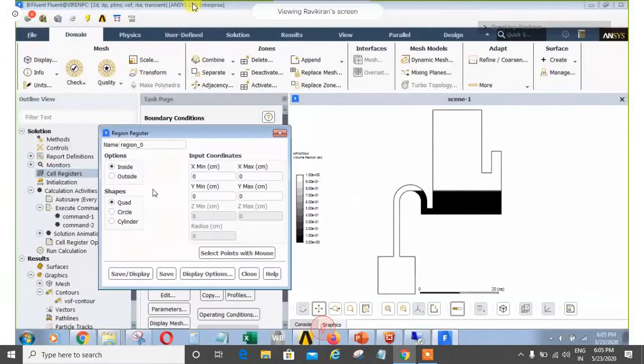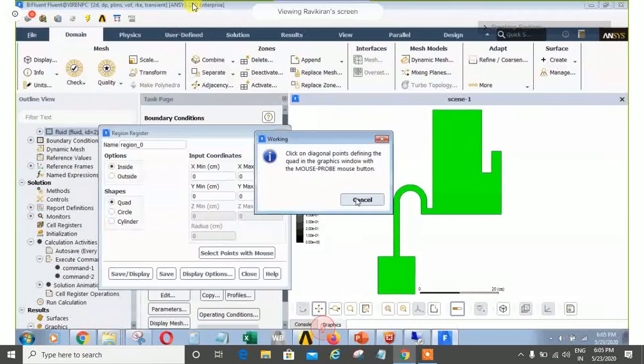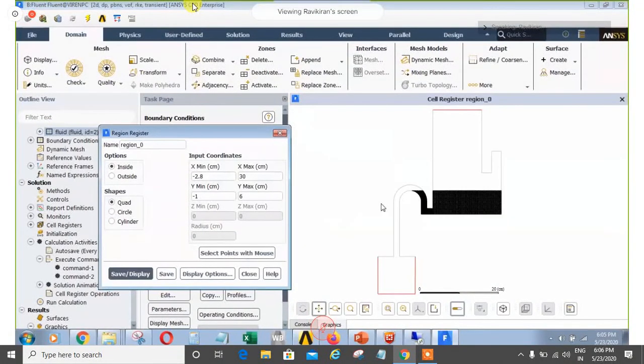So what kind of region we want to mark, we can opt for it as it may be a quad, it may be a cylinder, a circle, or a sphere. According to that, we are setting the dimensions here. So for example, we are setting this one. Here certain dimensions have been marked. If we are displaying it, these are displayed here, according to the requirement.